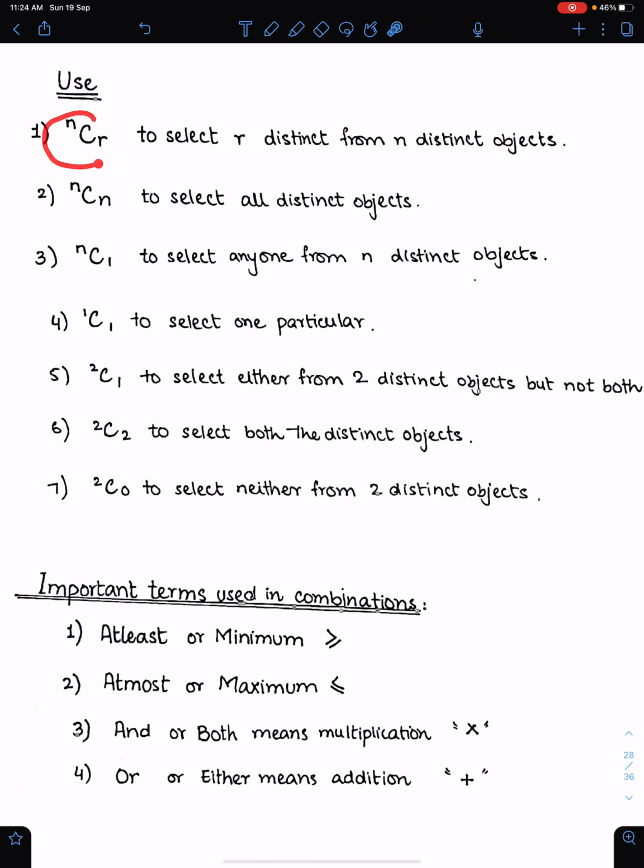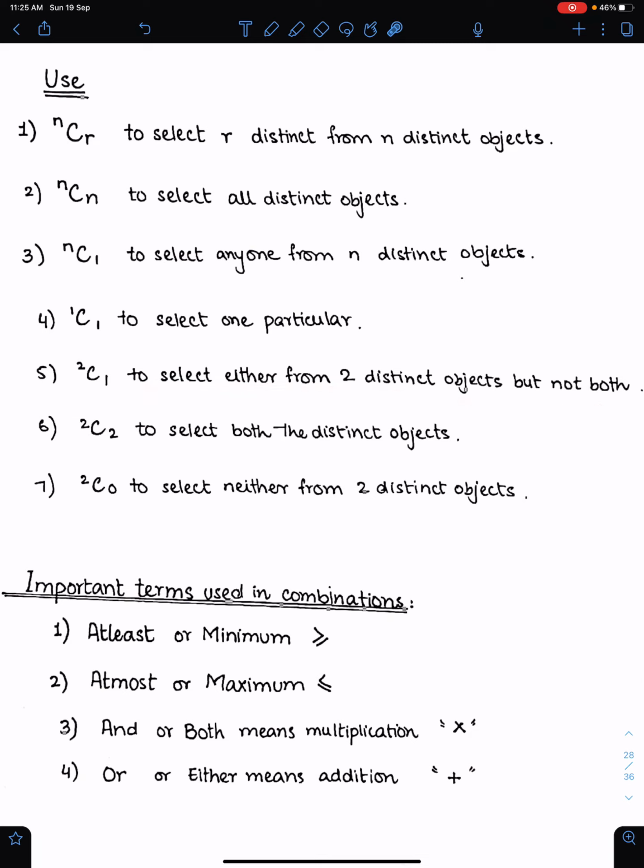Use NCR to select R distinct objects from N distinct objects, and NCN to select all distinct objects. NC1, use this to select any one from N different objects. 1C1 means to select one particular. 2C1 is very important. This means to select either from two distinct objects but not both. 2C2 means to select both distinct objects. 2C0 means to select neither from two distinct objects.